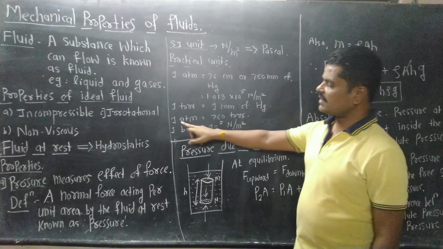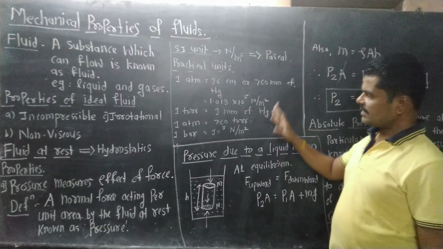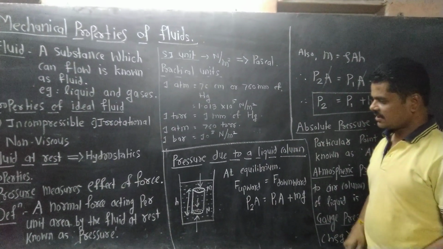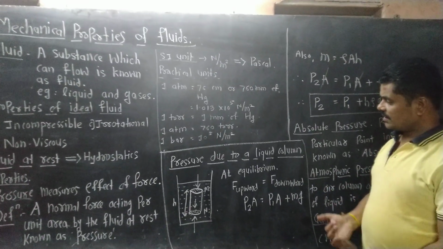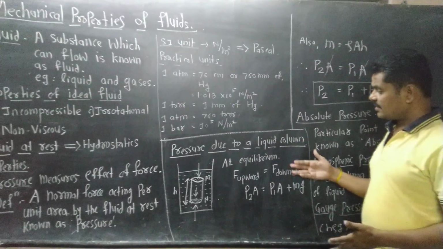Okay, therefore 1 atmospheric pressure is equal to 760 torr. These are some of the practical units we use in the measurement of pressure. Now we have to study how pressure is measured, and how pressure is exerted due to a liquid column.